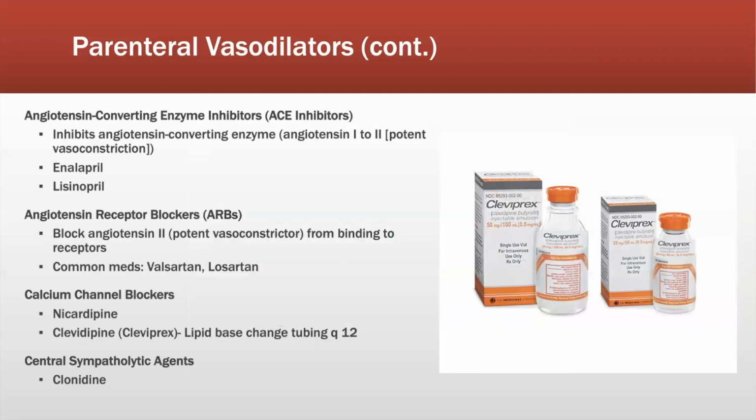All right, now we can talk about the ACE inhibitors. Again, ACE inhibitors inhibit angiotensin converting enzyme from taking angiotensin 1 to angiotensin 2, which is responsible for potent vasoconstriction. The most common ACE inhibitor I see within the ICU is lisinopril. Then moving on to angiotensin receptor blockers. This actually blocks angiotensin 2, which is again the potent vasoconstrictor, from binding to those receptors. These are your valsartan or your losartan.